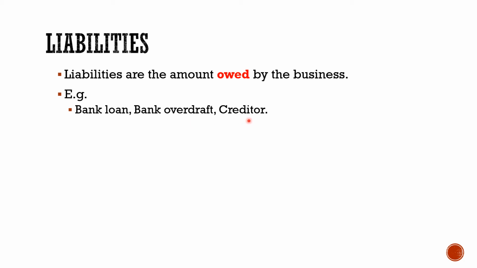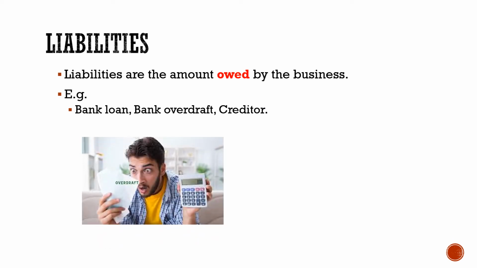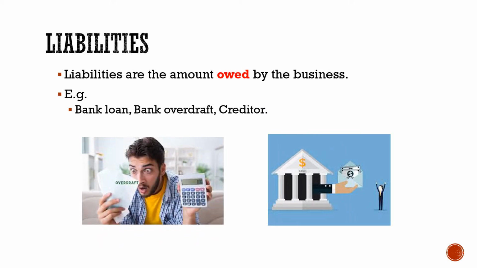And creditor. Okay, just now we talked about debtor. Debtor owes us the money. Okay, so he is the asset, whereas creditor is someone we owe the money to. For example, ABC company supplies us the computer, but we have not yet paid the ABC company. So ABC company is our creditor. We owe him the money. That's why he is a liability. So bank overdraft is a liability and bank loan is a liability.